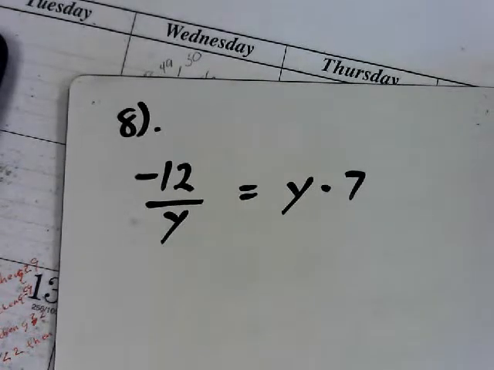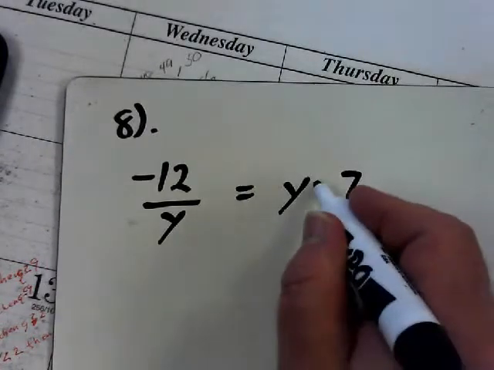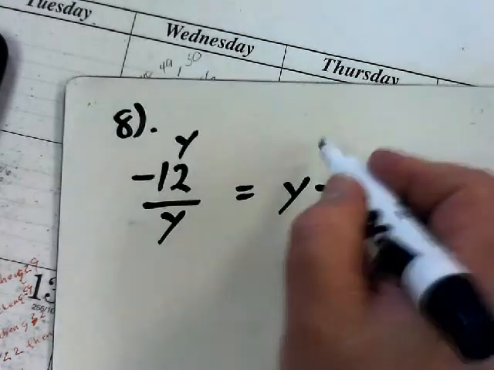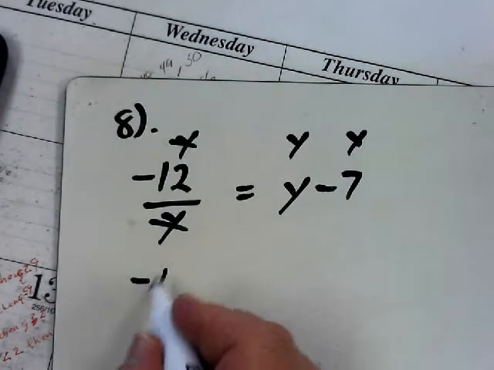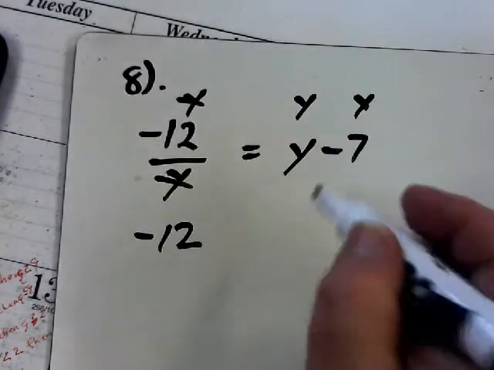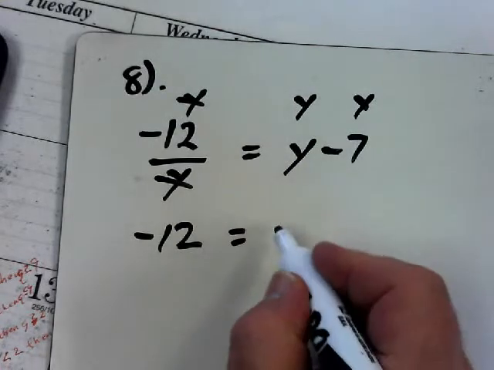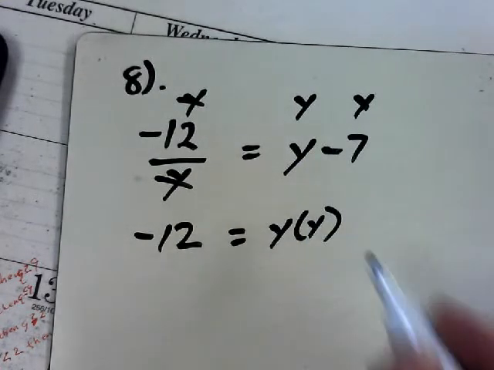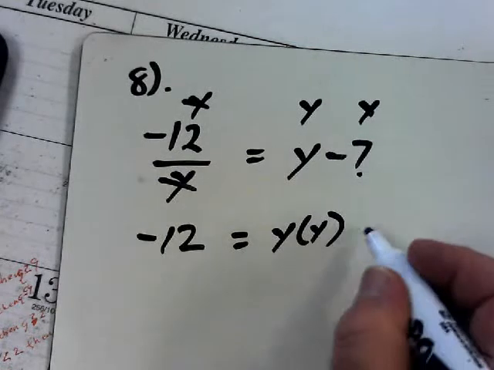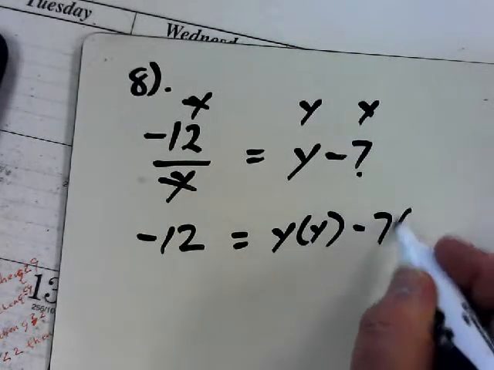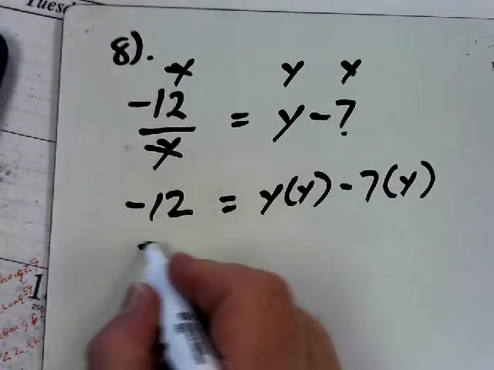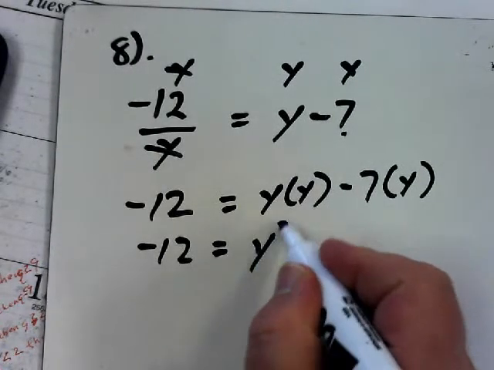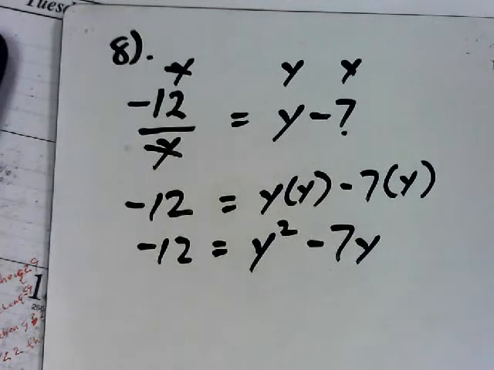What's the common denominator? Y. This y cancels this y, giving me a -12. Nothing to cancel here, so I would have y times y. Nothing to cancel here, so I'd have a -7 times y. So I have -12 equals y squared minus 7y.